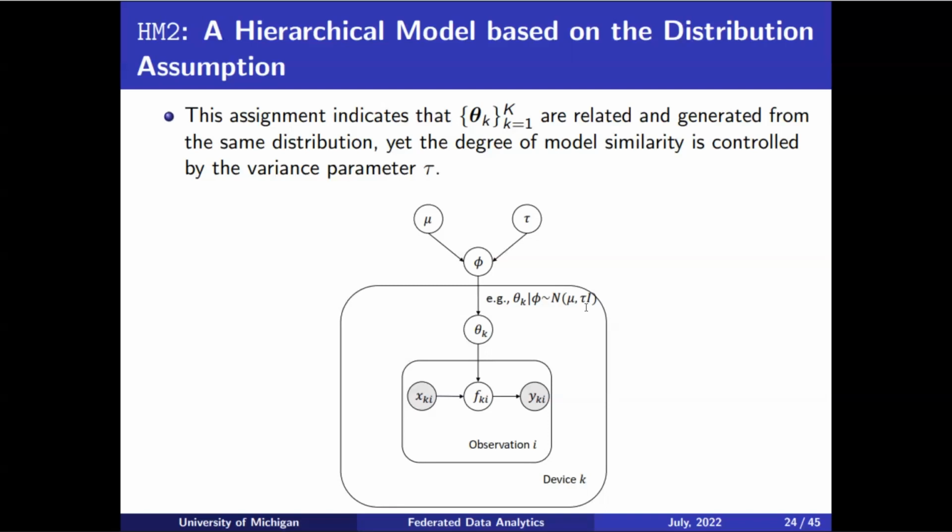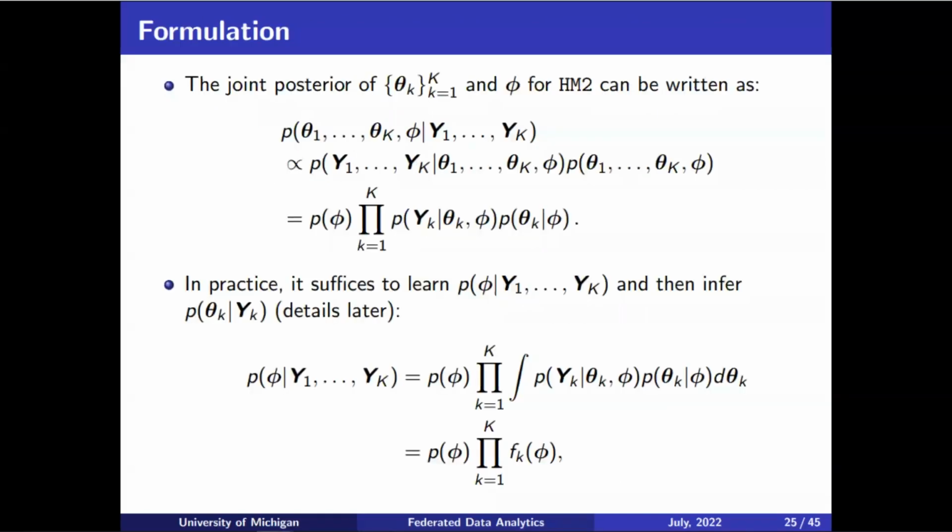In an extreme case where tau goes to infinity, it means theta k are very different and the devices are probably not well related. In this case, we prefer to use a separate modeling approach rather than the FDA framework. Now, based on the HM2 structure, we can write down the joint posterior of theta k and this global variable phi, which has the following expression.